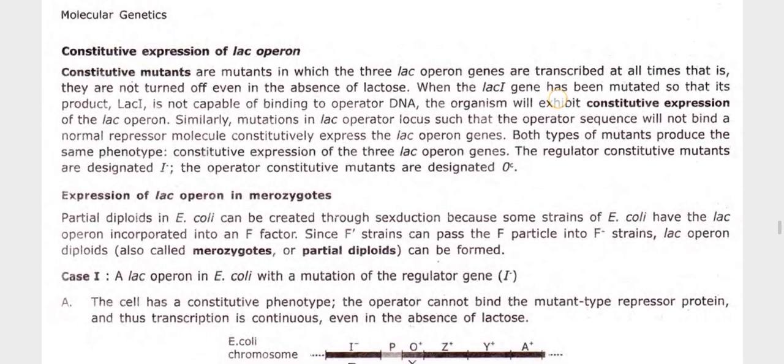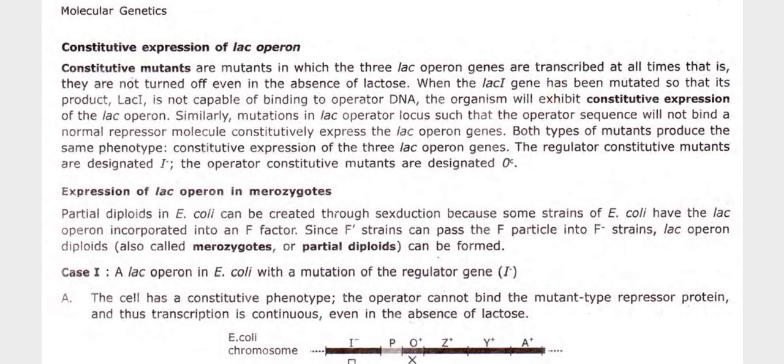Then constitutive expression of the lac operon. Constitutive mutants are mutants in which the three lac operon genes are transcribed at all times, that is, they are not turned off even in the absence of lactose. If the LAC-I gene has been mutated so that its product, LAC-I, is not capable of binding to operator DNA, the organism will exhibit constitutive expression of the lac operon.